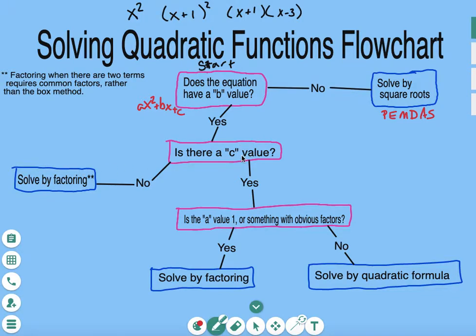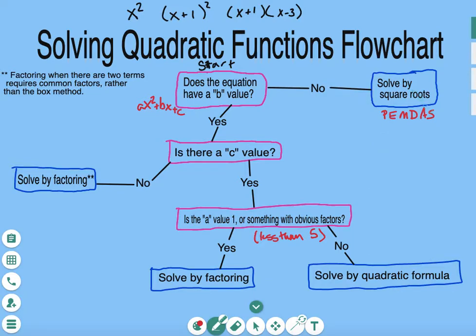If it does have a c value, then we ask ourselves one further question. Is the a value 1 or something with obvious factors? Meaning, is a 1 or is a 2, maybe 4? You know, simpler numbers. Generally, I like to say anything less than 5. I would include 5 in that also. If it does, then we solve by factoring, and if it doesn't, we go straight for the quadratic formula. So you really have 3.5 methods that we're going to deal with throughout this.